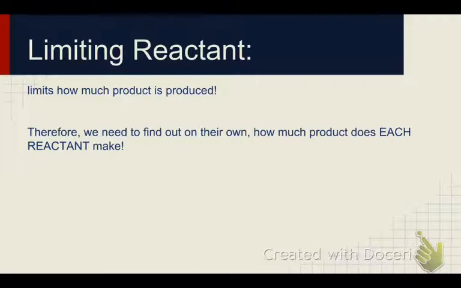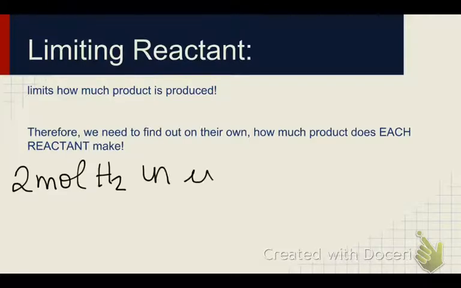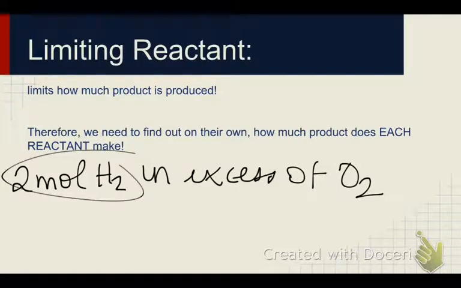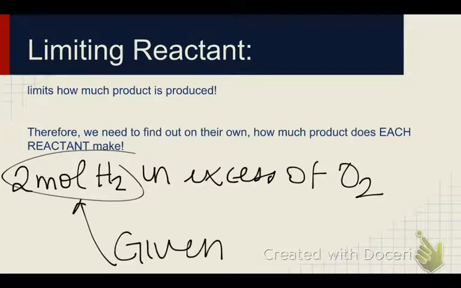Now up until now, it was pretty obvious who our limiting reactant was. It was whatever was given. If I gave you 2 moles of hydrogen in excess of oxygen, you pretty much knew that he was your limiting reactant. And so this was the guy that you were going to use as your given.